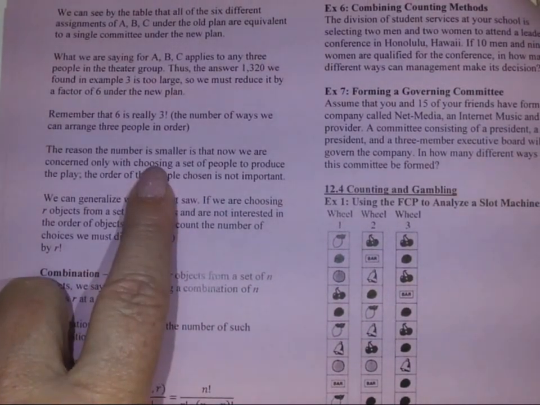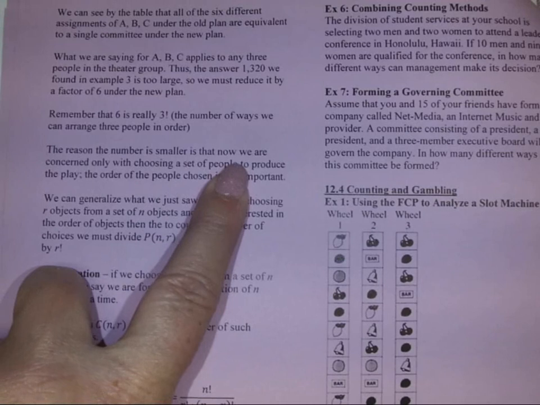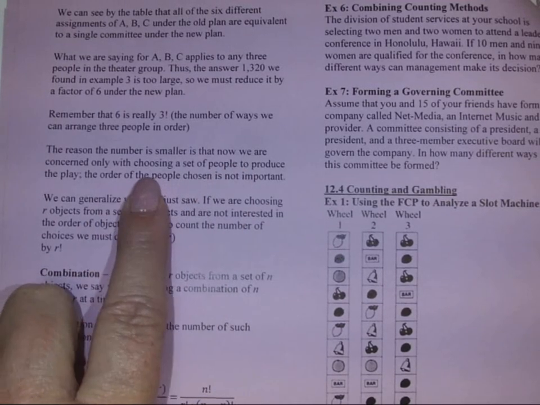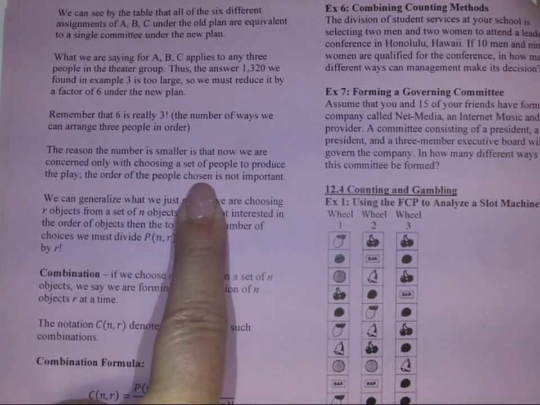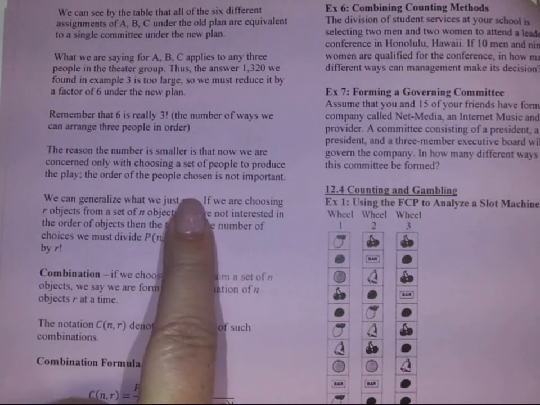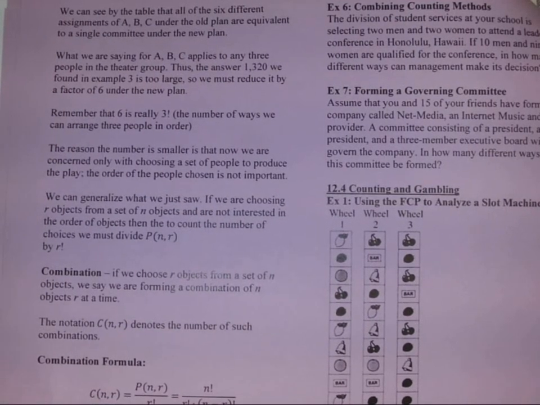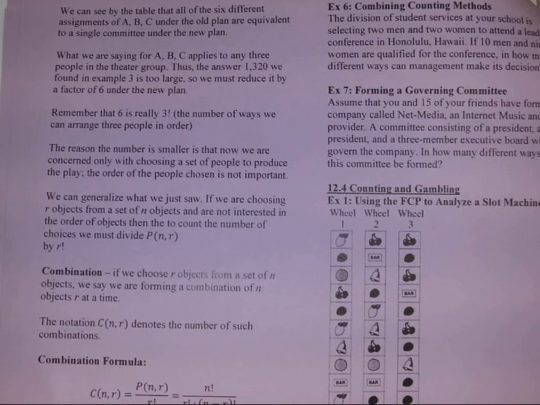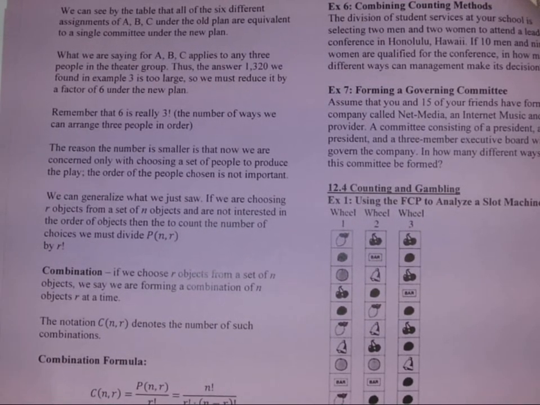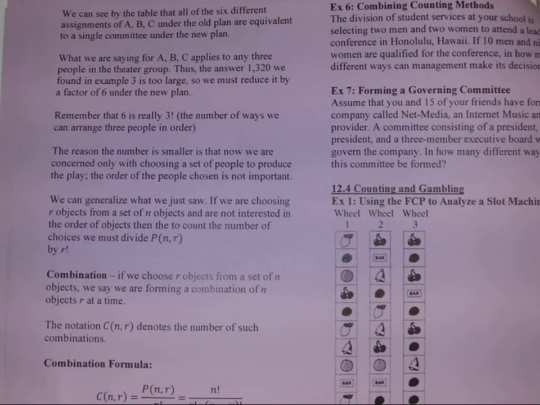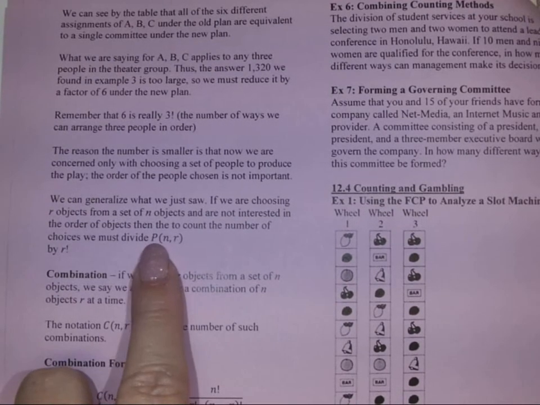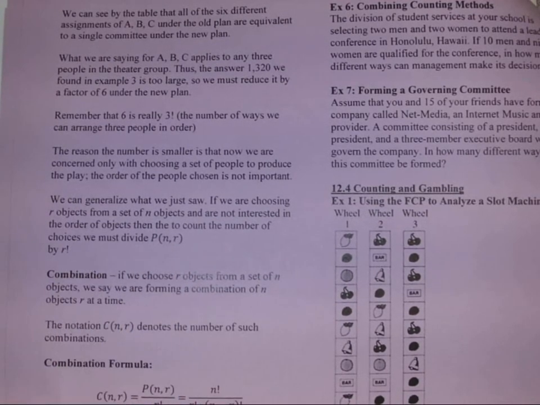So the reason the number is smaller is that we are now concerned only with choosing a set of people to produce the play. The order of the people chosen is not important. We can generalize what we just saw. If we are choosing our objects from a set of n objects and are not interested in the order of the objects, then to count the number of choices, we must divide P(n, r) by r factorial.